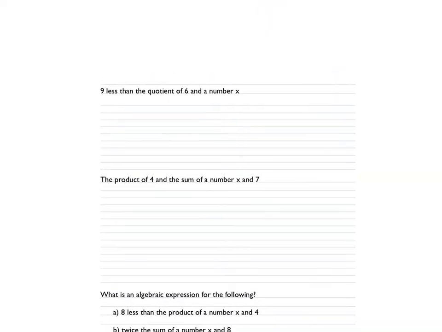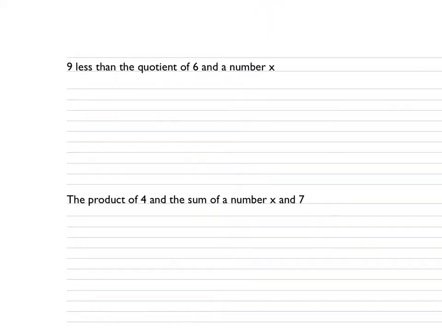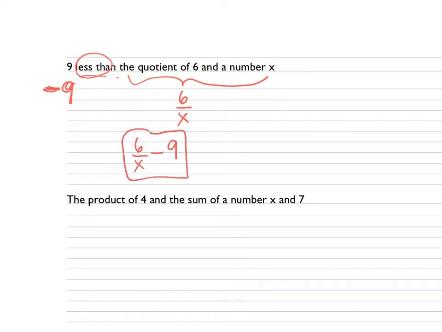Okay, and here's another one. 9 less than the quotient of 6 and the number x. So this one's a little tricky, right, because of the less than. So that means we're subtracting. 9 less than means that we're going to be subtracting 9. And then the quotient of 6 and a number x, remember, is 6 over x. So since it's 9 less than this, we're starting with this 6 over x, and then we're subtracting 9.